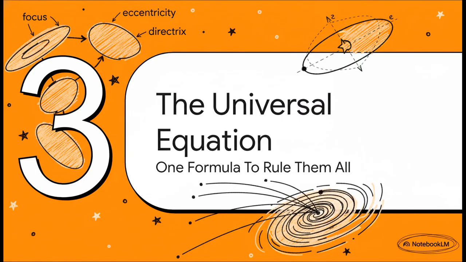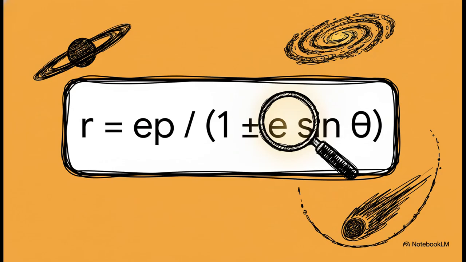So you take these 3 ideas, the focus, the directrix, and this magic number E, and they all come together in one incredibly powerful formula, a single equation to describe every single possible path through the cosmos. And there it is. Now, I know it might look a little intimidating at first, but the real hero of the story is that little variable E for eccentricity we just talked about. That's the number that controls absolutely everything.